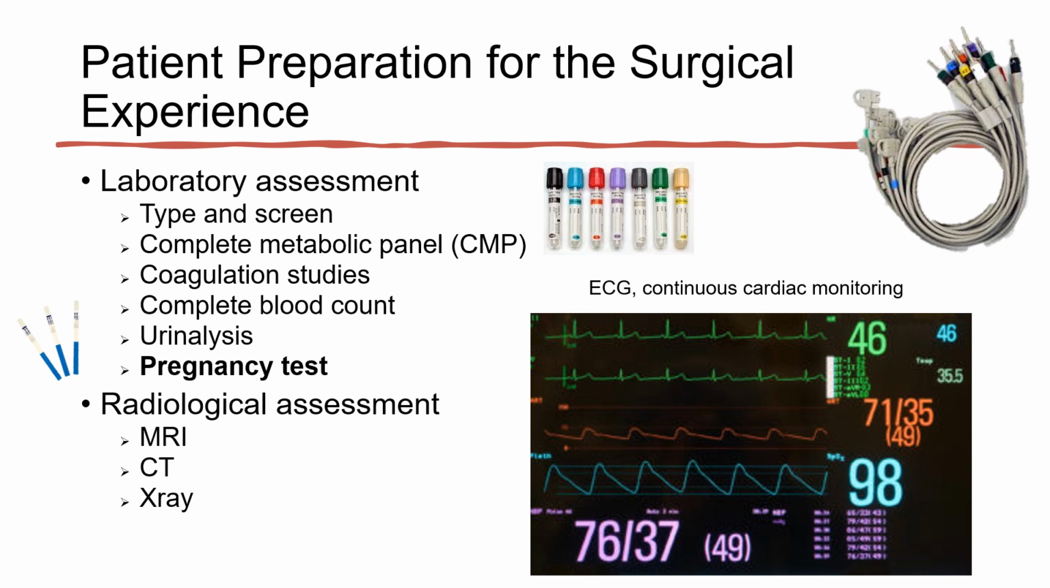Radiological assessment will depend on the type of surgery the patient's having done. If they're having a surgery done to fix a fracture, then we need those x-rays. If they're having brain surgery, we're going to need that imaging to guide the procedure. Pictured here, we have a cardiac monitor, so the patient will be hooked up to an ECG, continuous cardiac monitoring, and that is standard. So this is also post-op, which we will find out later.